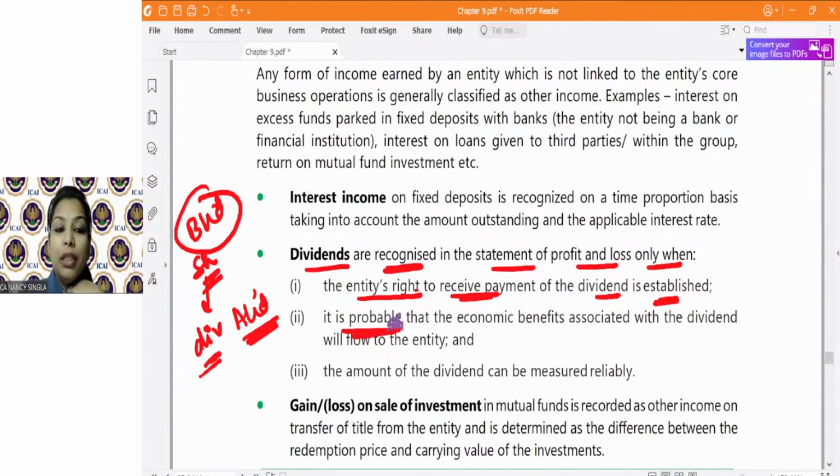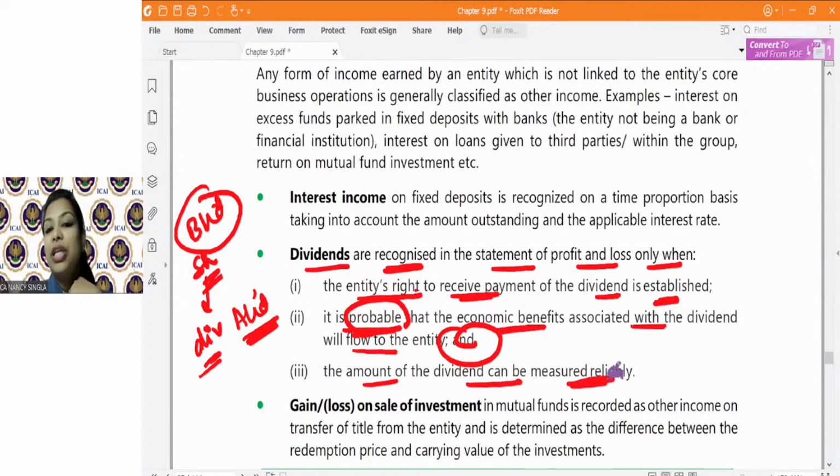It is probable, मतलब more than 50% chances हैं that economic benefits associated with the dividend will flow to the entity. कि dividend आएगा, more than 50% chances हैं, and the amount can be measured reliably, है ना. अगर ये तीनों conditions are satisfied, then dividend आप क्या करोगे? Recognize as income in the books of accounts.